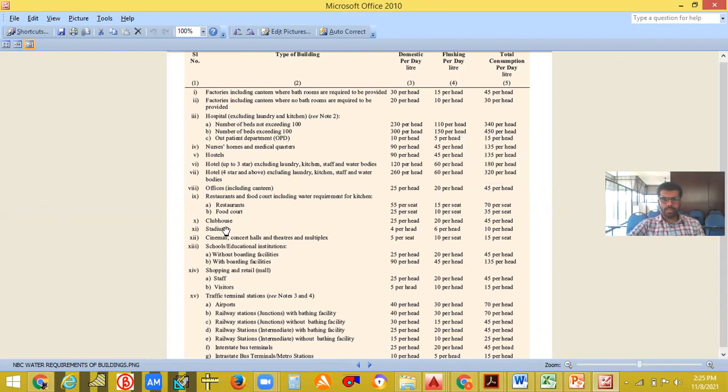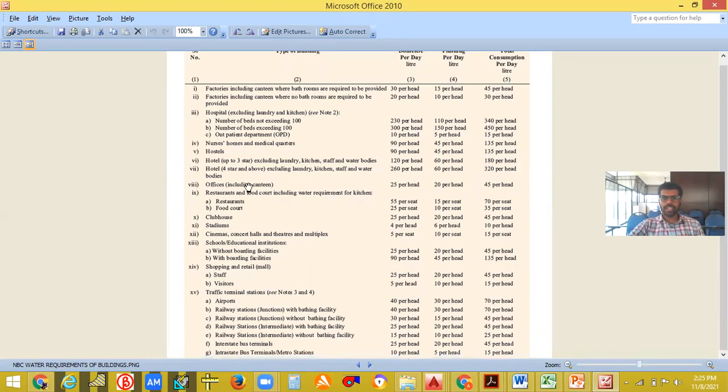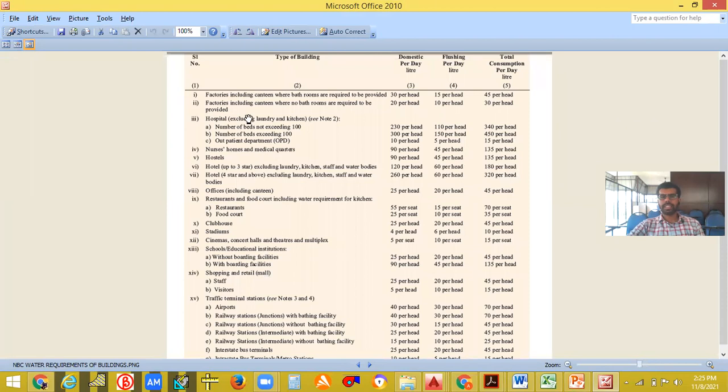You can see here different types of building. Factories including canteen, where bathrooms are required to be provided. Factories including canteen where no bathrooms are required. Hospitals are given, with different hospital ranges: number of beds not exceeding 100, number of beds exceeding 100, like that. Nurses' homes and medical quarters, hostels, hotels, 3-star, 4-star, like that. Restaurants, stadiums, clubhouse, cinema theaters, schools, shopping, traffic, railway stations, etc. All these different types of buildings are given.